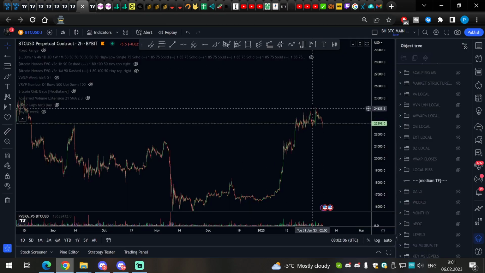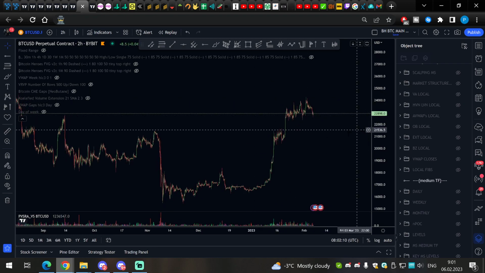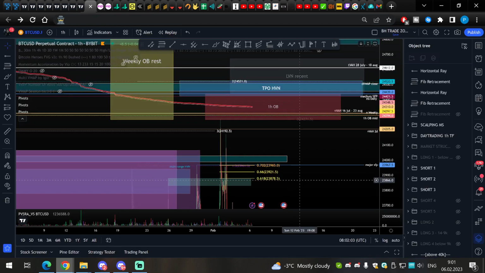So a lot of technical reasoning at the top for our shorts. And now let's have a look at what is support to the downside. I will just show you quickly.